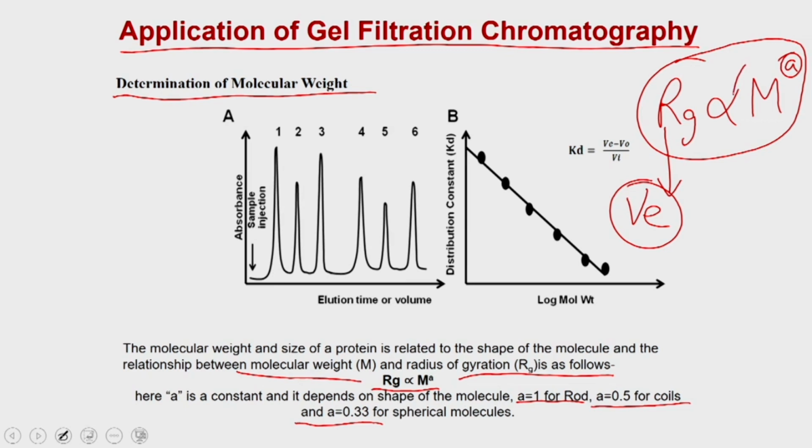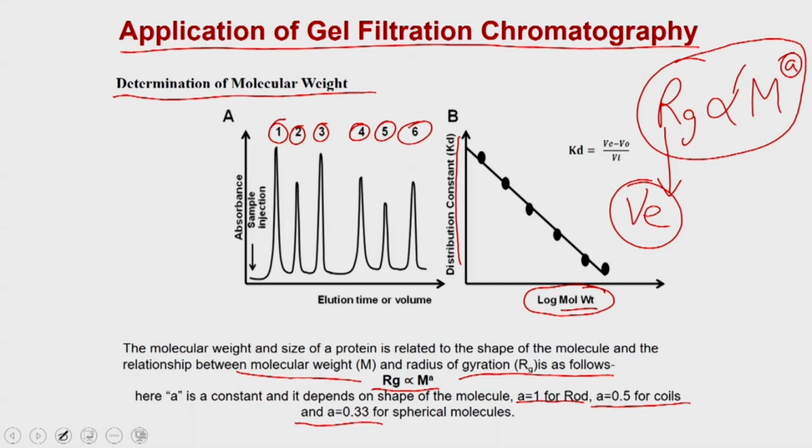So, to determine a molecular weight, you can calibrate this column simply by running proteins of different molecular weights, and then you plot this. That will give you a calibration curve between the log molecular weight and the distribution coefficient Kd of all these individual proteins which you are using for calibration, and all these proteins are globular in nature. That is why they follow the basic principle of gel filtration.